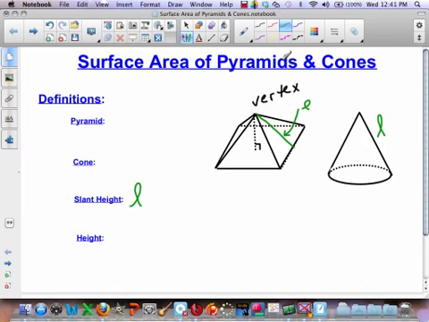Now the height is literally dropping a line directly from the top of the cone or pyramid directly down to the base. And that's going to be your height. It's the inside height. And if I draw a line from my height to where it connects with my slant height, what type of triangle did I just create? A right triangle. And that's going to be really important: the height and slant height are related because together they form a right triangle. We're going to be using that a lot today.